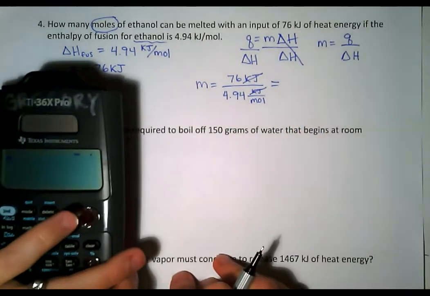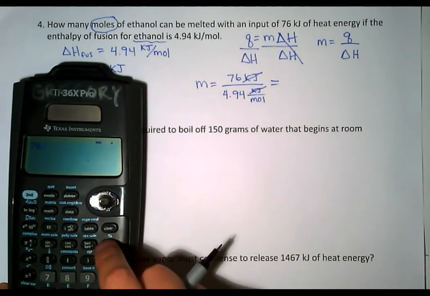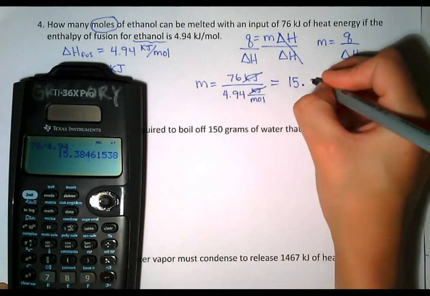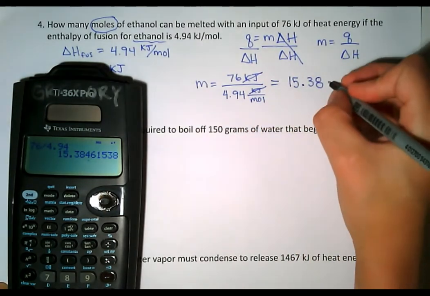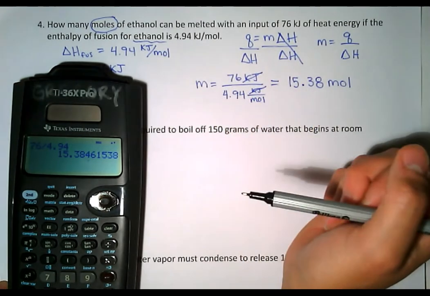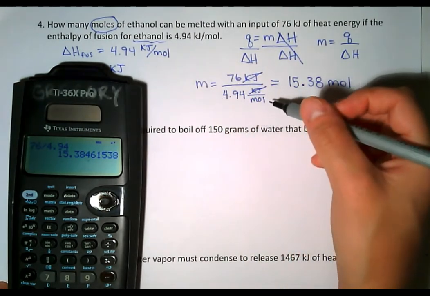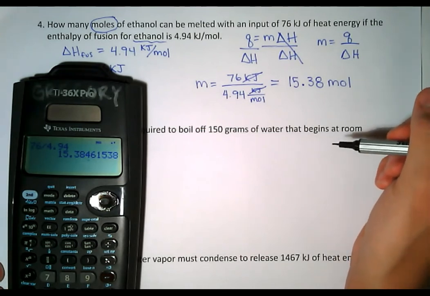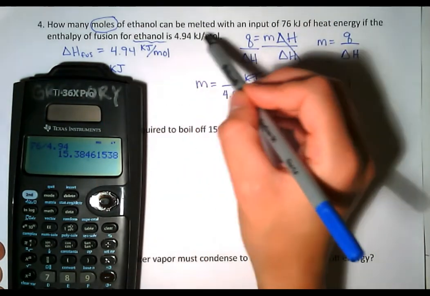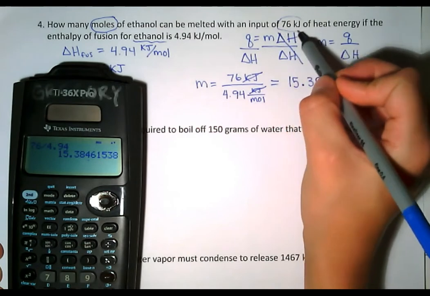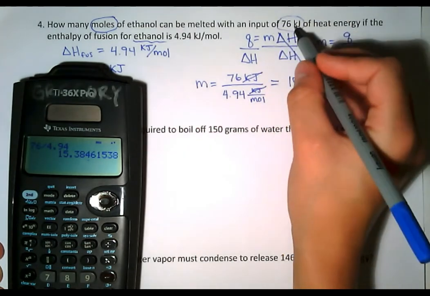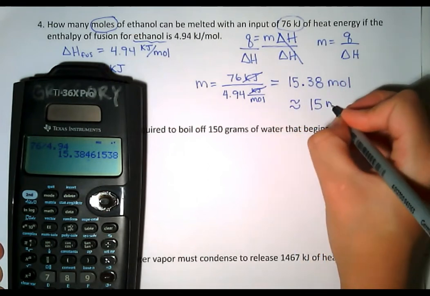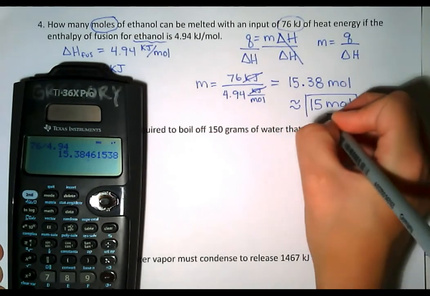This problem is nice and simple. So 76 divided by 4.94, and that gives us 15.38, and then our units will be in moles. So in this case, M didn't really stand for mass, it stood for moles, but we have to pay attention to units that are given in order to determine what the units on our final answer will be. And then looking at significant figures in this problem, I noticed that there are just two significant figures up here, so I'm going to go ahead and round to two significant figures. So I'm going to put my approximately sign, and this is approximately 15 moles, and I will box that answer.